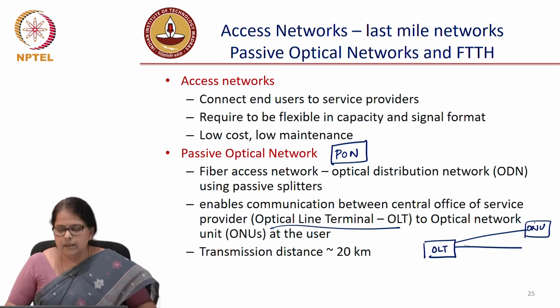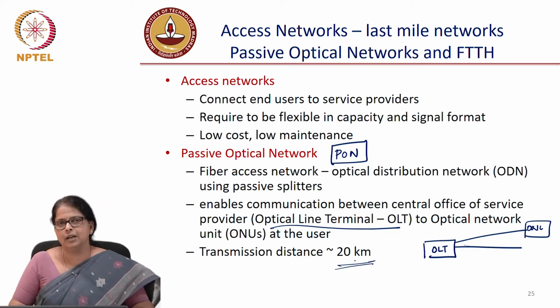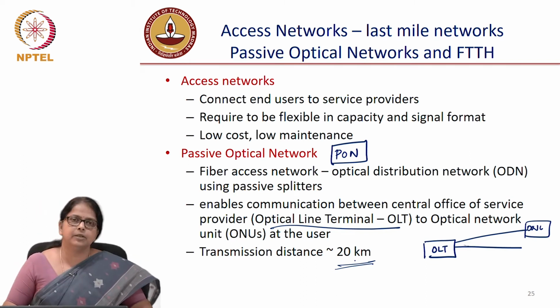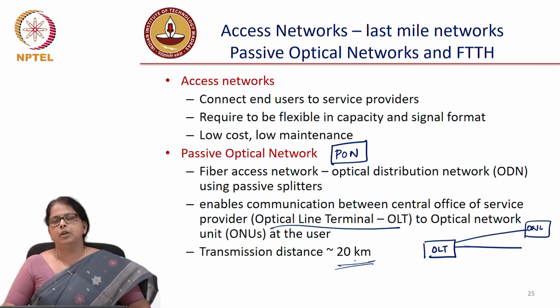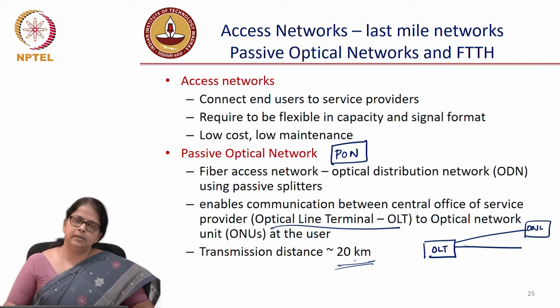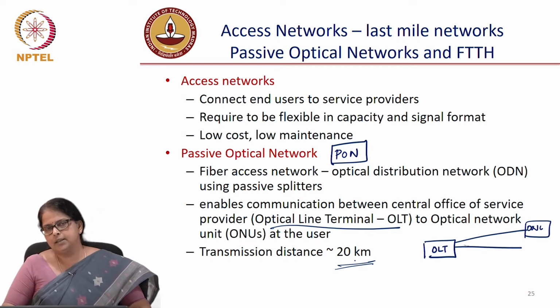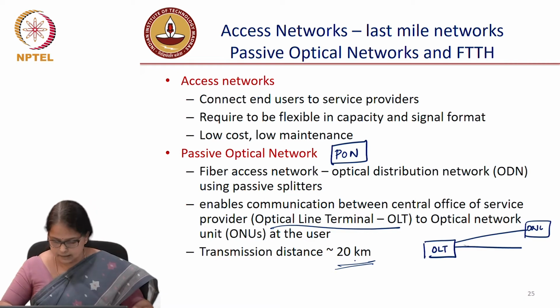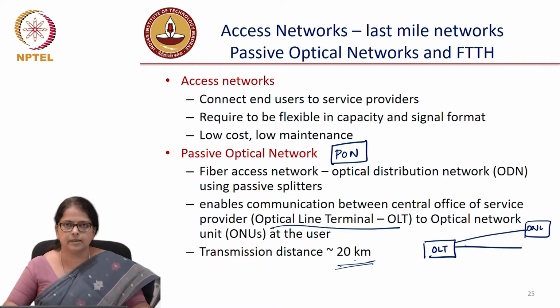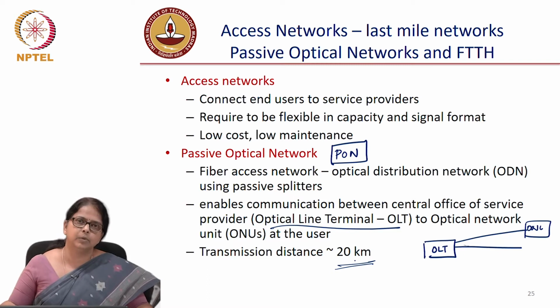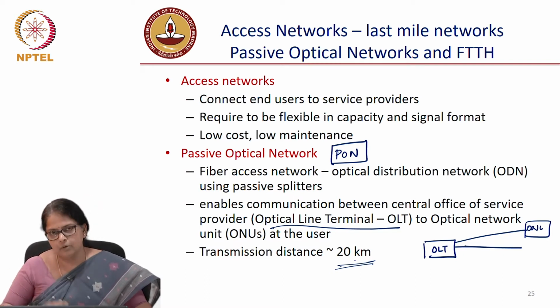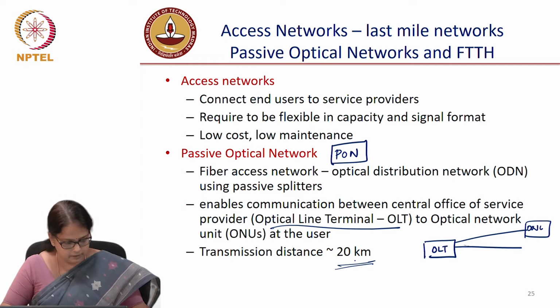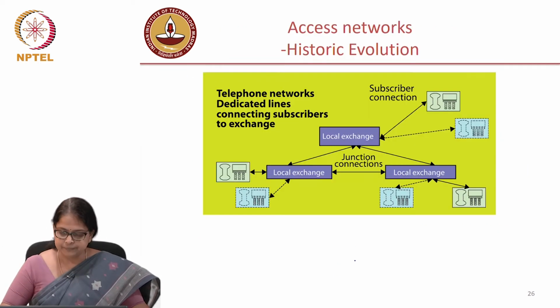The typical transmission distance is 20 kilometers. Again, this is not a hard and fast rule, but roughly the transmission distance is 20 kilometers. One reason for this transmission distance is the allowed latency, the propagation delay. The propagation delay allowed between the OLT and the ONU is something like a few microseconds, and the distance corresponding to that, if you calculate, is less than about 20 to 25 kilometers. Anything less than that is also fine.